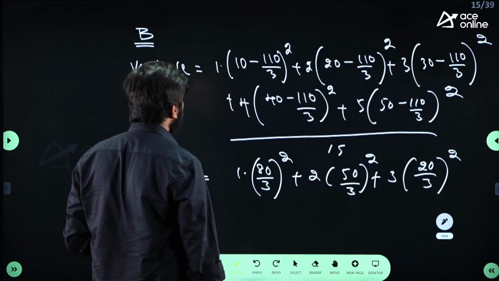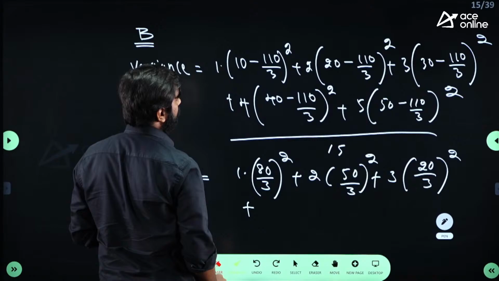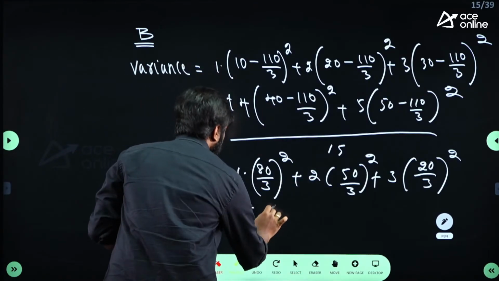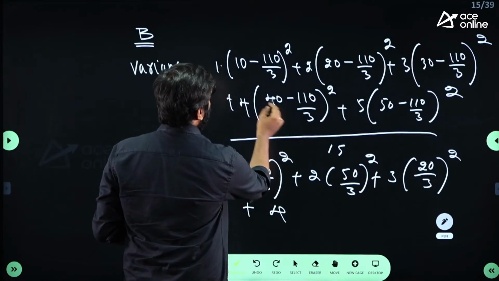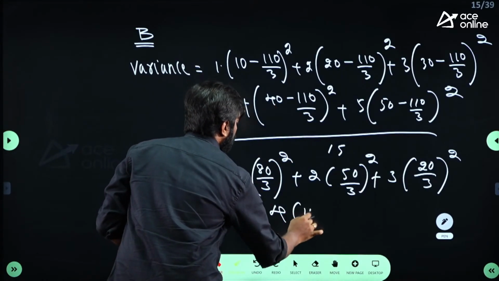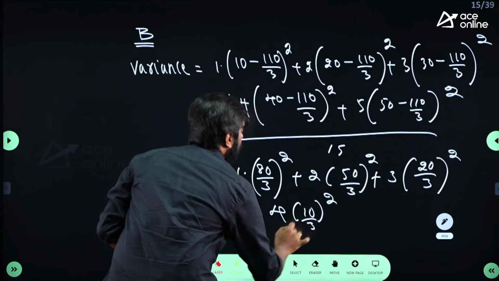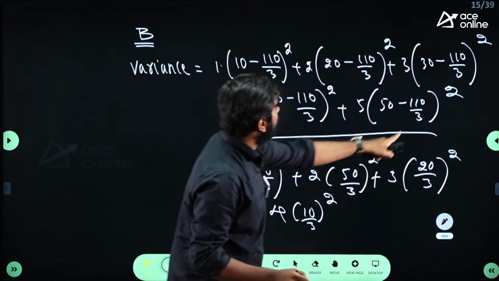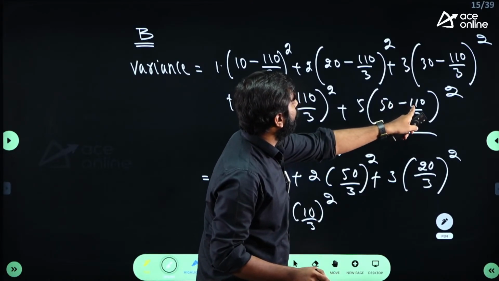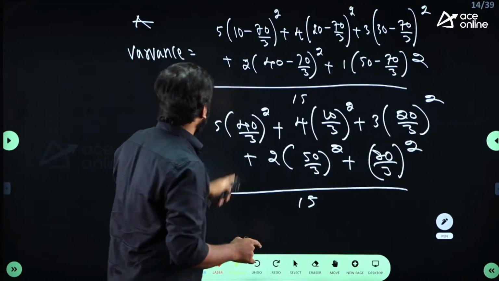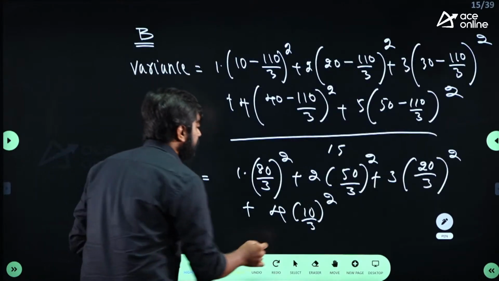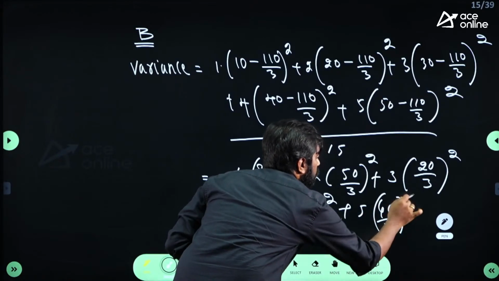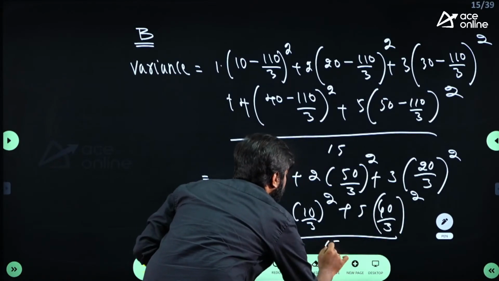So you are getting the same sequence. Next, what about this? This is 120, 120 minus 110 is 10, so 4 is multiplied. This is 120, yes, 4 into 10 by 3 whole square. Do you have such a term? 10 by 3 whole square, 4 is multiplied, and the final one, this is 150, 150 minus 110 is 40 by 3 whole square, 5 is multiplied. Yes, I got exactly the same thing, 5 into 40 by 3 whole square, and in the denominator I have 15.